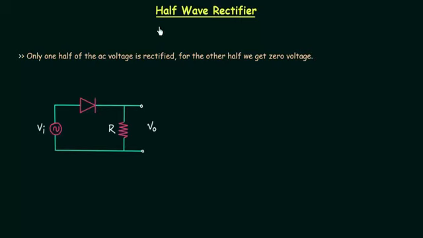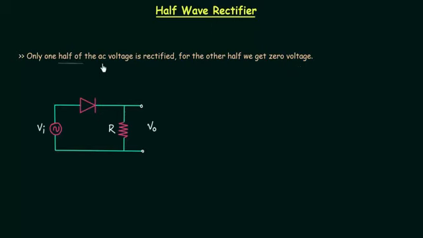In the last lecture, we completed the introduction of rectifier circuits. In this lecture, I will explain half-wave rectifier. In case of half-wave rectifier, only one half of the AC voltage is rectified. For the other half, we get zero voltage. This is what happens in case of half-wave rectifier.